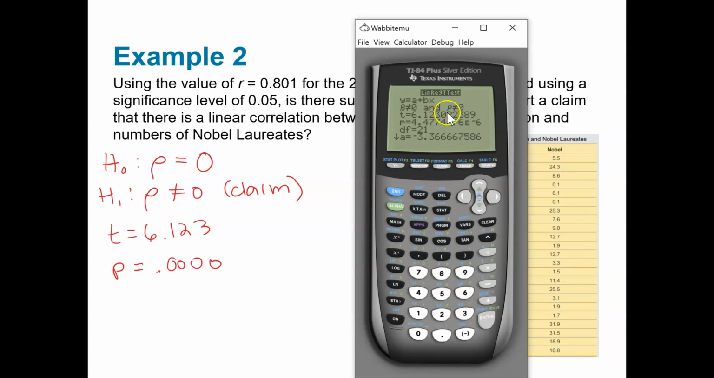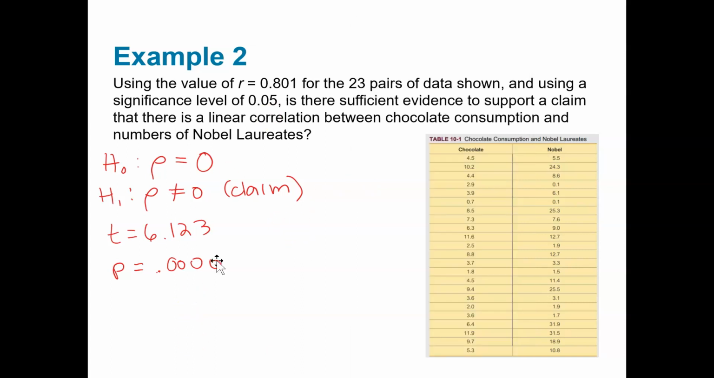And our R, we already grabbed. So we know our R is 0.801. So what we're going to do is use the p-value method here to ask how the p-value compares to our significance level. Is the p-value less than or equal to our significance? It is. So let's go back to here.